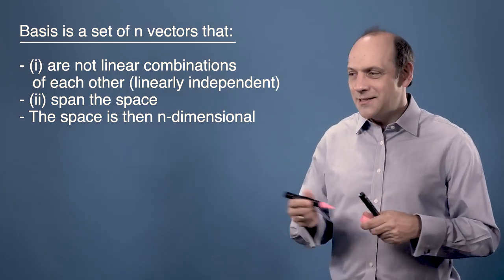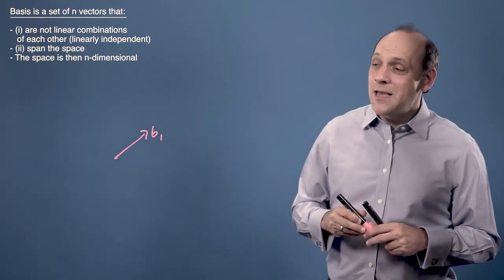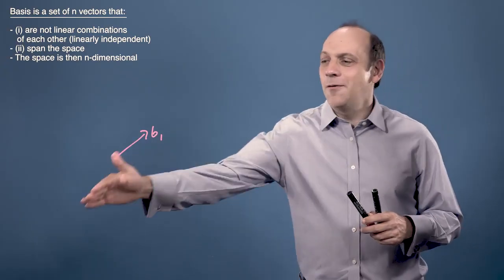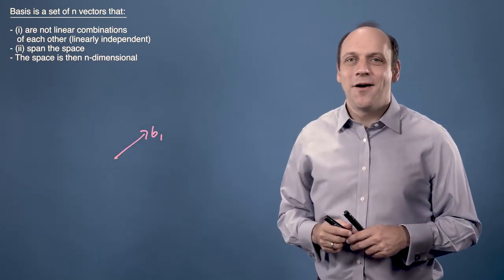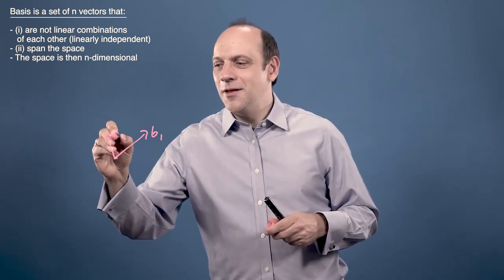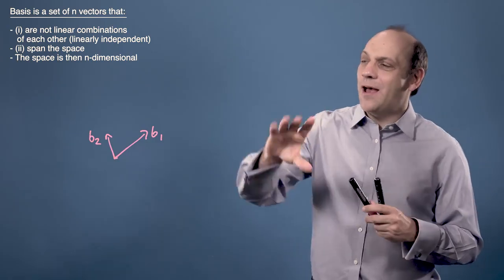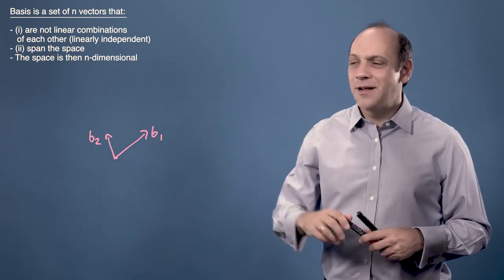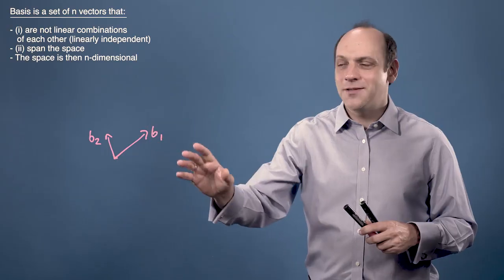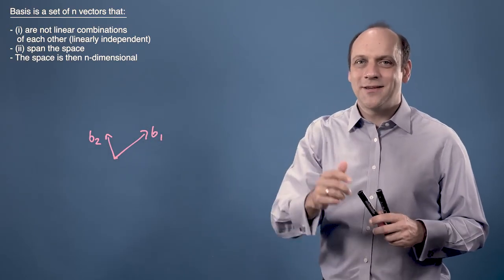So for example, let's say I've got a vector b1 here. By taking multiples of b1, I can get anywhere along the 1D space of a line. If I take a second vector, b2, that isn't just a multiple of b1, then I can get anywhere in the plane of this board by taking combinations of b1 and b2, some number of b1s plus some number of b2s. And this is a 2D space.